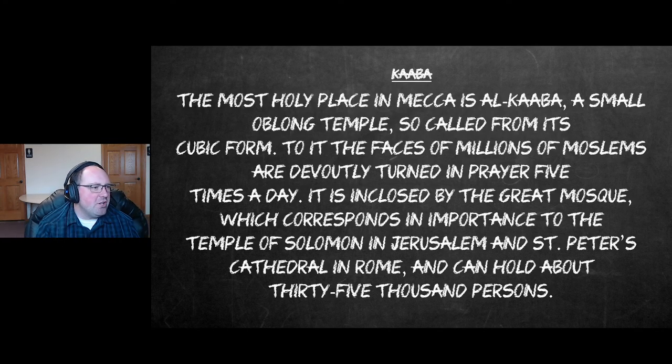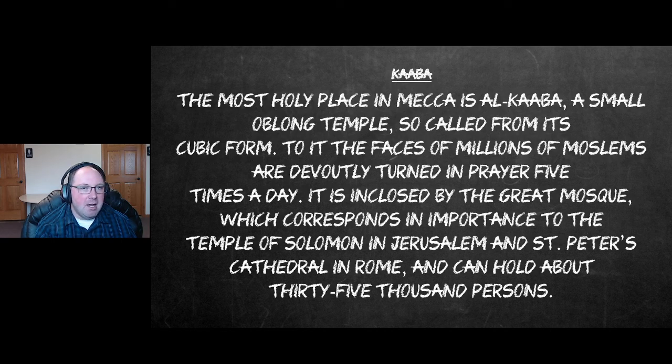The place which the Muslims consider the most holy is in Mecca. It's called the Kaaba, a small oblong temple, so called from its cubic form. We have to remember that in Muhammad's life, his dad was a pagan priest. Kind of a familiar story to Abraham, right? His father was a pagan priest, and his family was in charge of the Kaaba.